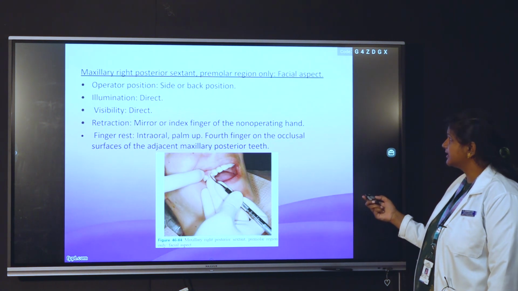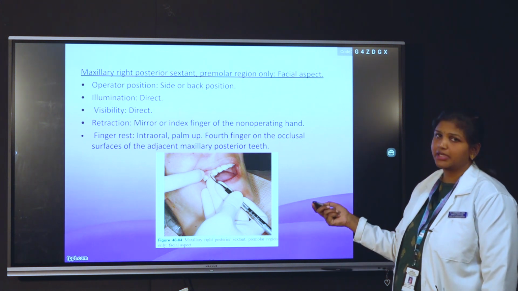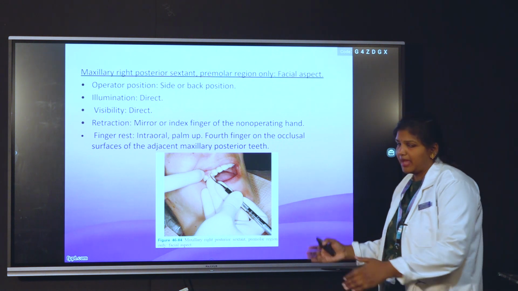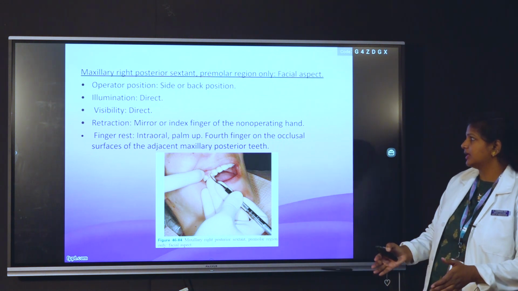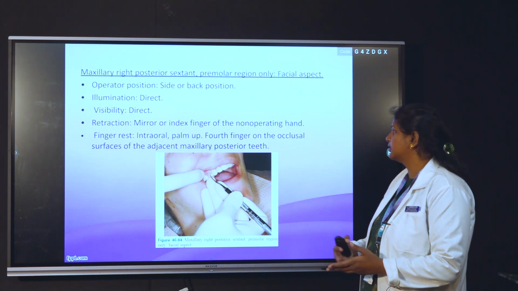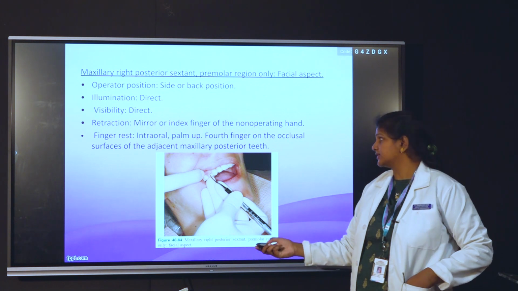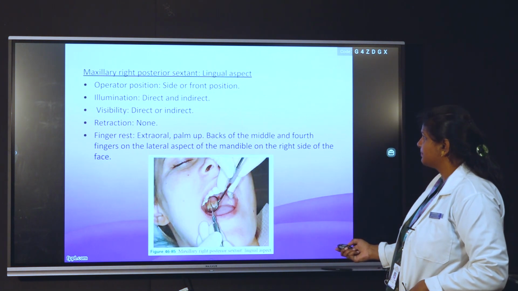In the maxillary right sextant, if you are doing the premolar region facial aspect, the operator should be at the side or back of the patient, and the visibility and illumination are direct, and finger rests are intraoral, palm up, and the fourth finger on the occlusal surface of the adjacent maxillary posterior teeth.